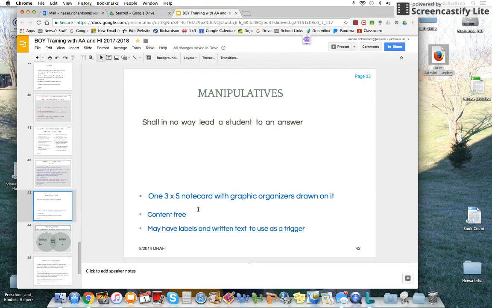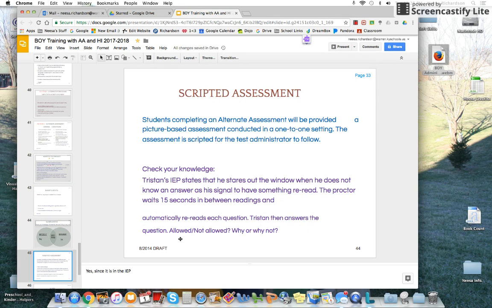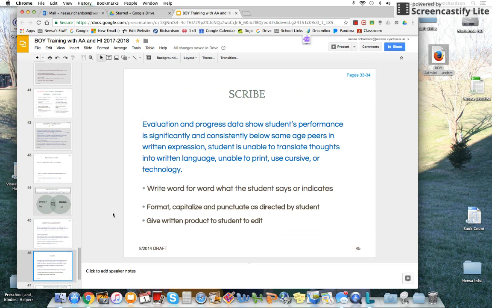Manipulatives, they cannot lead the student to the answer, have to be content free, and we've kind of already talked about that. So scripted assessment, this is again for alternate assessment students. So mostly for Ms. Faraj, the proctor can wait 15 seconds in between readings and then automatically reread the next question if he does not know the answer. And that's fine since it is in the IEP. So if it is stated in the IEP.